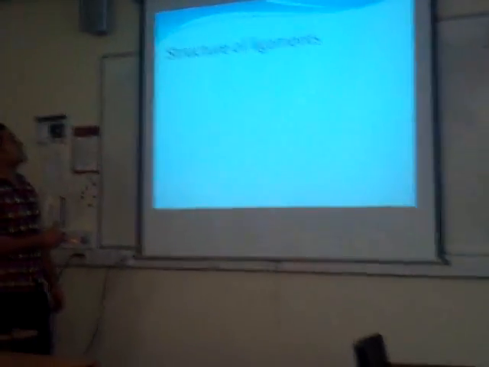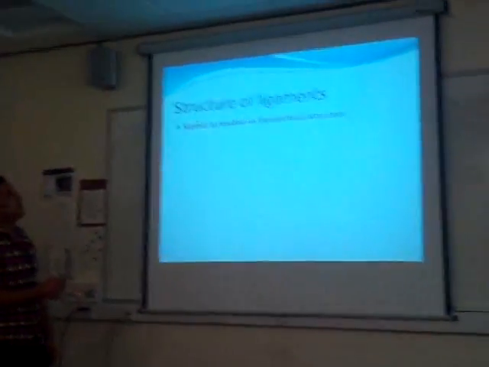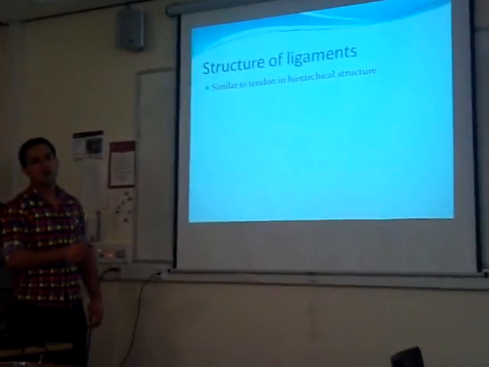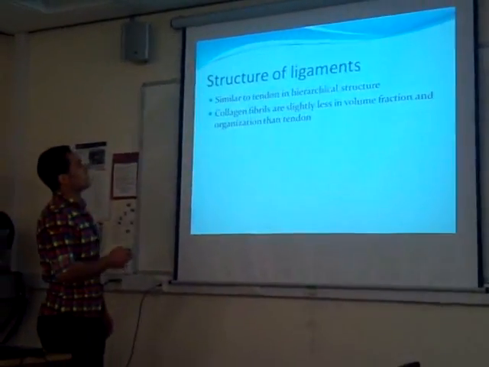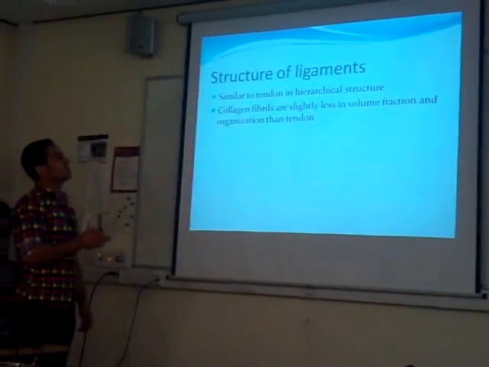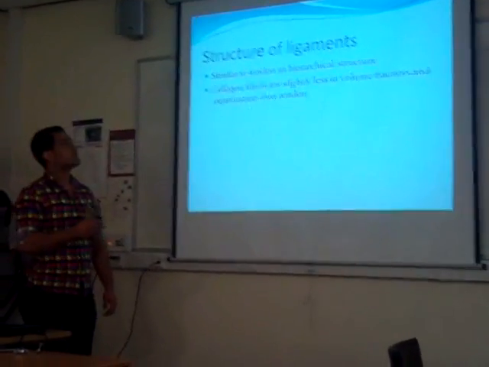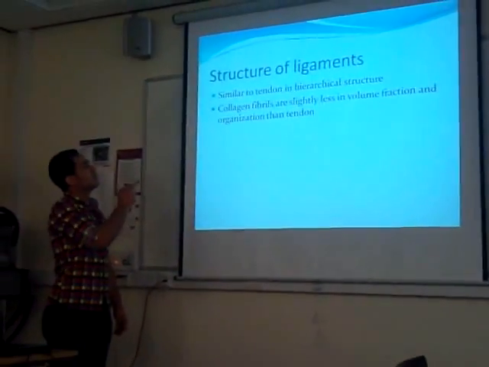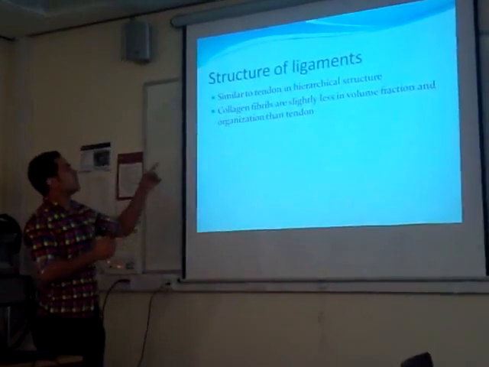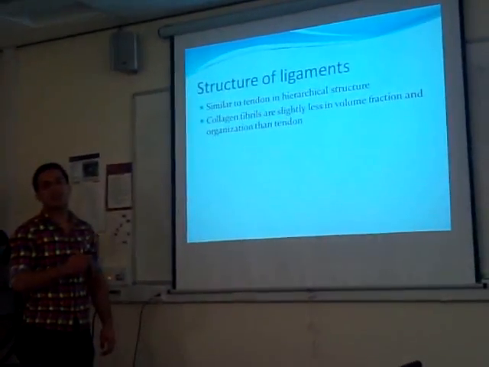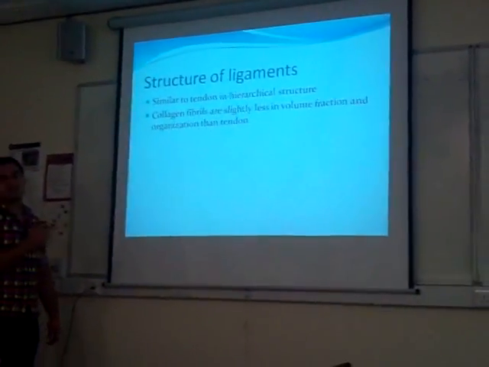The structure of the ligaments. The structure of the ligaments is similar to the tendon in the helical structure. However, in the interior structure there are some differences. These differences lie in the collagen fibrils being slightly less in volume fraction and organization than in tendons. This gives the ligament the property of being more elastic. On the other hand, it gives us a disadvantage: it doesn't withstand tensile stresses as much as the tendons do.